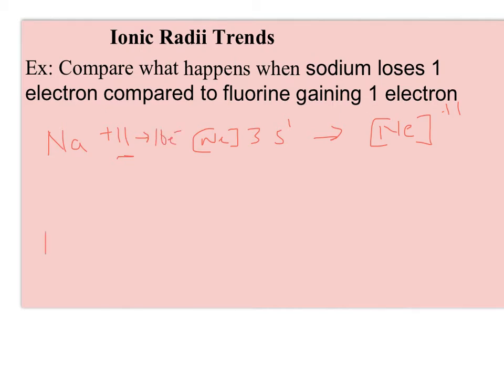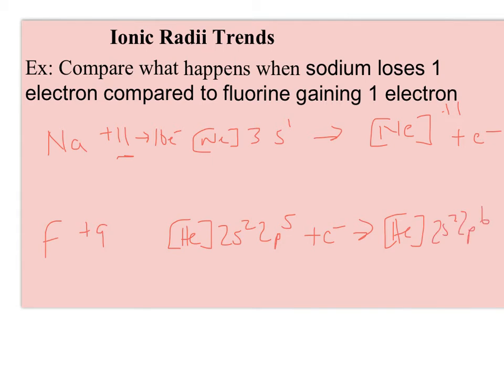With fluorine, fluorine's number 9, and so its noble gas configuration is helium, 2s2, 2p5. So when it gains an electron, it becomes helium, 2s2, 2p6, the plus 1 charge, or that's really neon with a plus 1 charge on it. I'm sorry, with a minus 1 charge on it.